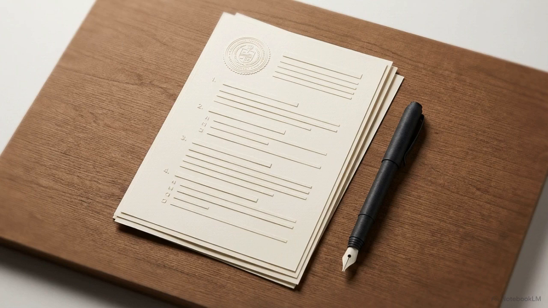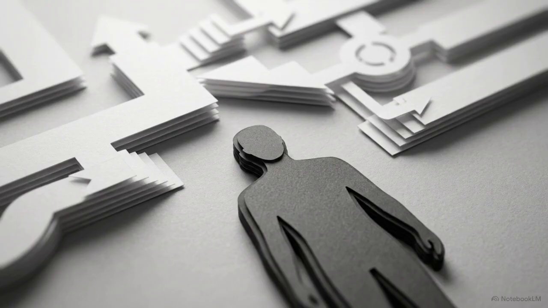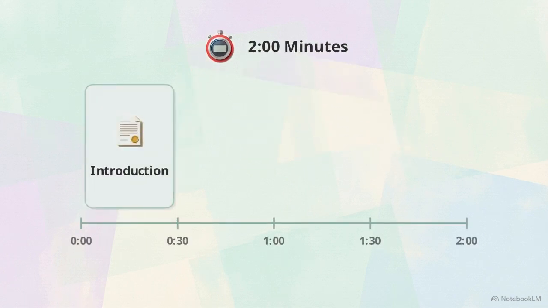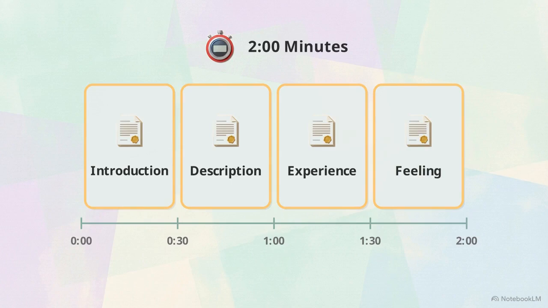Take a look at this exam paper. If you're sitting for the IELTS Speaking Part 2, there's a high chance you'll be handed a prompt exactly like this. Describe a perfect job you would like to have in the future. To fill the required 2 minutes without stumbling, we are going to divide your response into 4 sequential blocks: introduction, description, experience, and feeling. This timeline organizes your response into manageable stages.